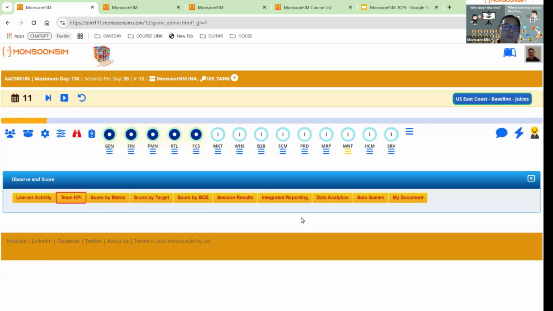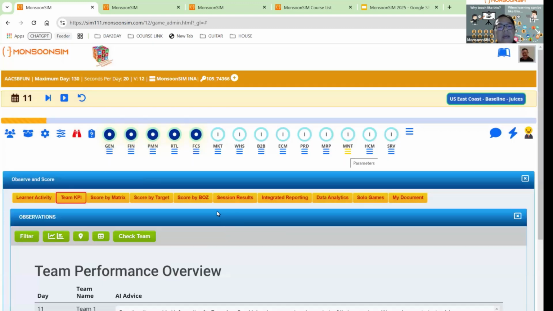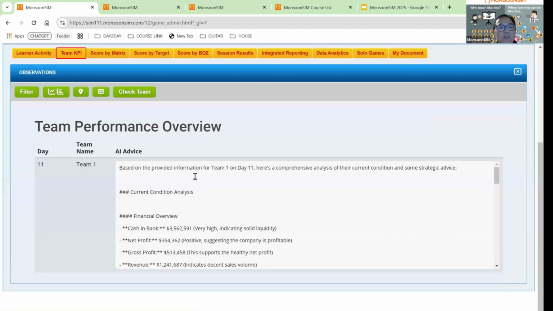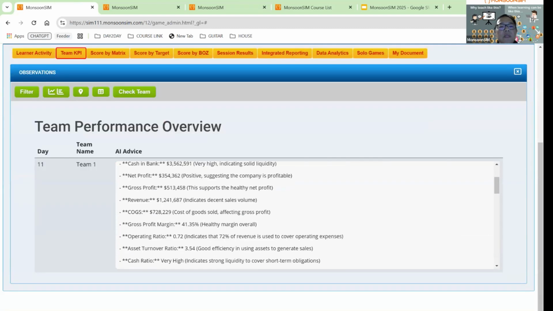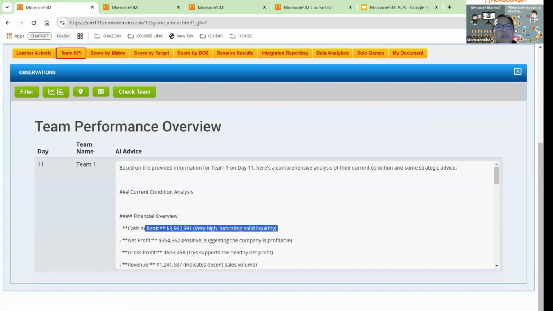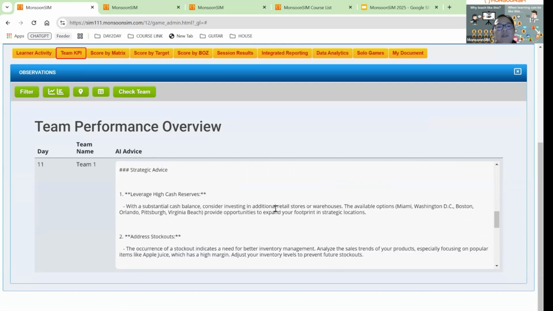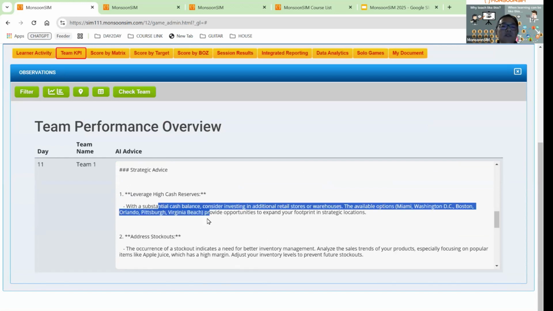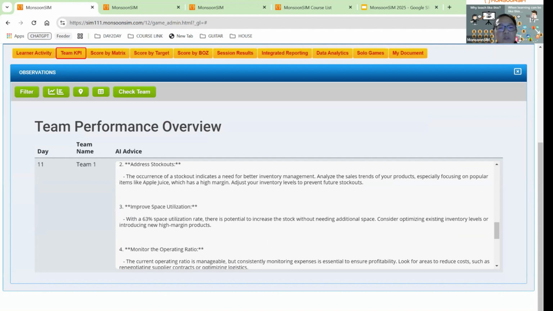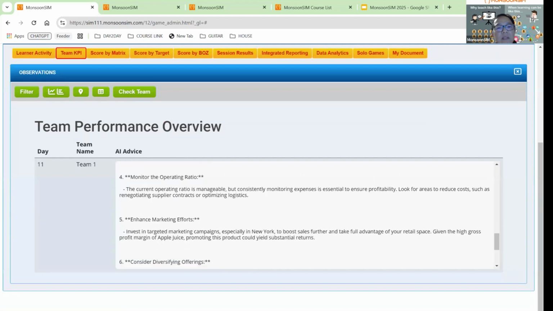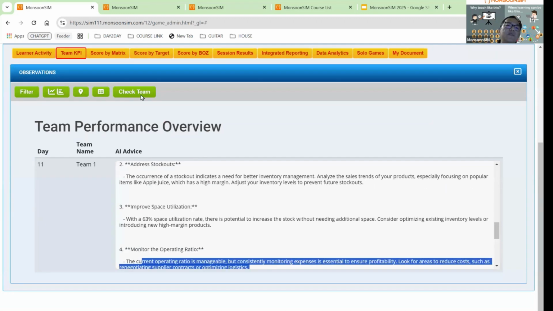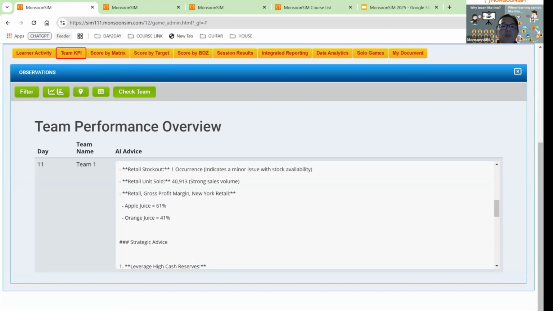There you go. So this is the AI report. It comes back to you, the teacher. Whether you want to share this with your students is up to you. So the AI will get to know all this, the cash on hand, all that situation. Now, this is the strategic advice coming from the AI. You need to do this, you need to improve your sales utilization, you need to monitor this, and so on. And I can also check another team and say, okay, what about team two? So you can also check that.